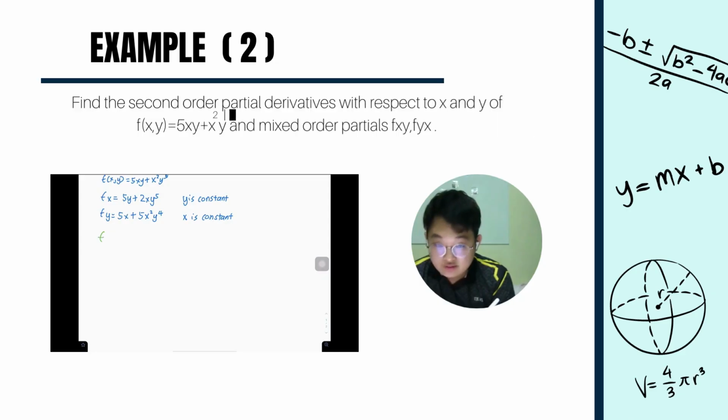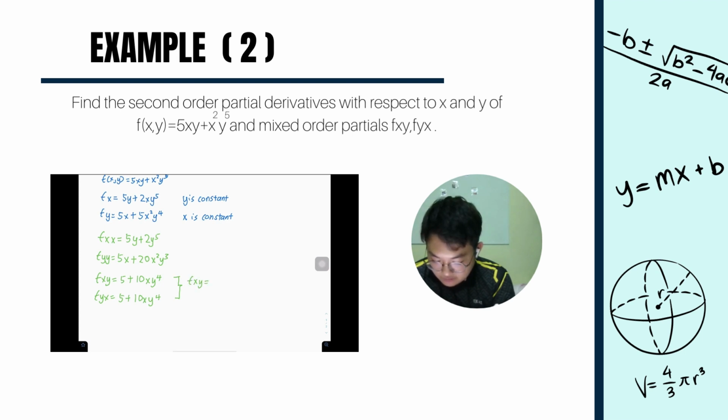For example 2, we will find fxx, which is equal to 5y plus 2y to the power of 5. Second, we will find fyy, which is equal to 5x plus 20x squared y cubed. For fxy, it is equal to 5 plus 10xy to the power of 4. And fyx is equal to 5 plus 10xy to the power of 4. fxy is equal to fyx because of Clairaut's theorem.